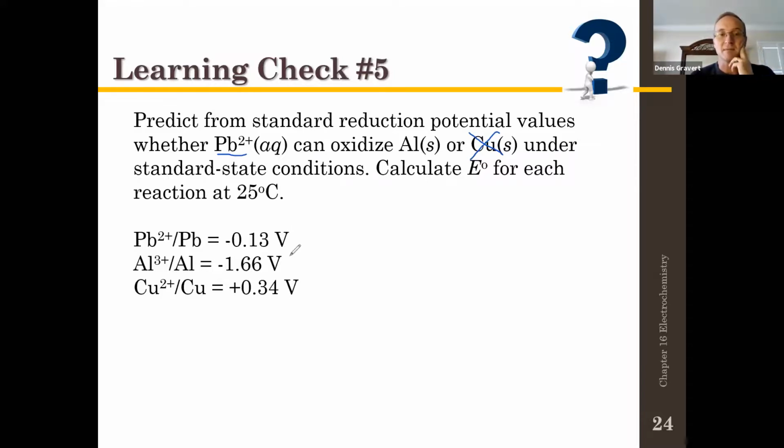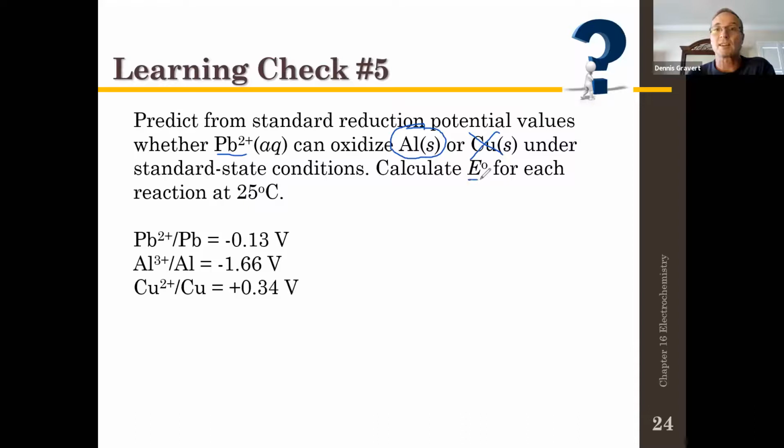But compare lead and aluminum, who's more positive? Well, negative 0.13 is bigger, more positive than a negative 1.66. So yeah, lead, you're a stronger oxidizing agent than aluminum. So you bet, down goes aluminum. Lead, you're a strong enough oxidizer. You can oxidize aluminum because aluminum's weaker.